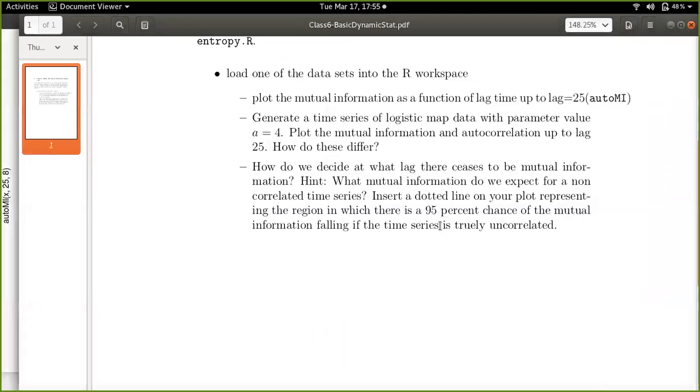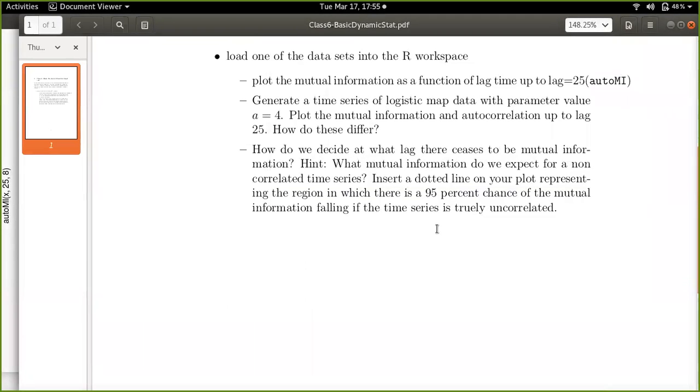So finally, this was a kind of challenging question, really. So don't worry too much if you were not able to do this one. But the question was just, how do we decide at what lag there ceases to be mutual information? So for autocorrelation, it can be done analytically. You can find a 95% confidence interval for the autocorrelation, and then we can see whether the autocorrelation falls within it or not.